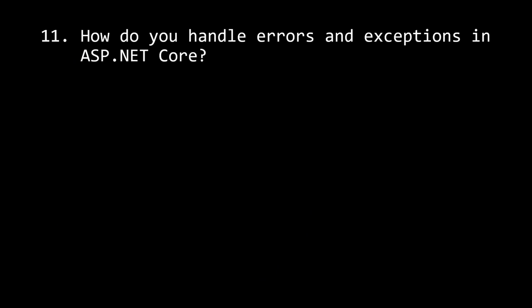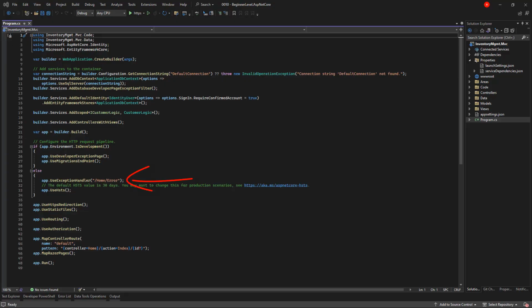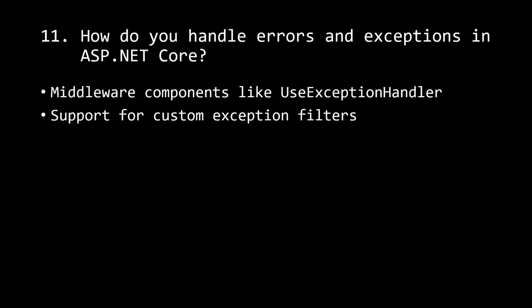Errors and exceptions can be handled by using middleware components such as UseExceptionHandler, which intercepts unhandled exceptions and returns an appropriate response back to the client. You can also create your own custom exception filters to handle specific exceptions.